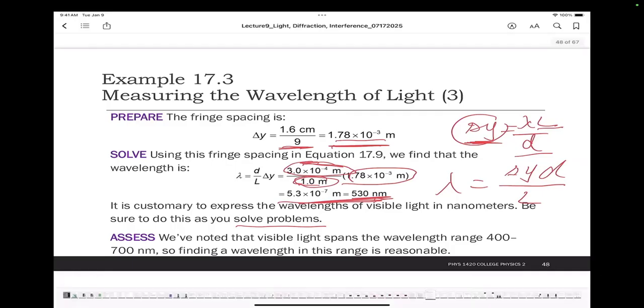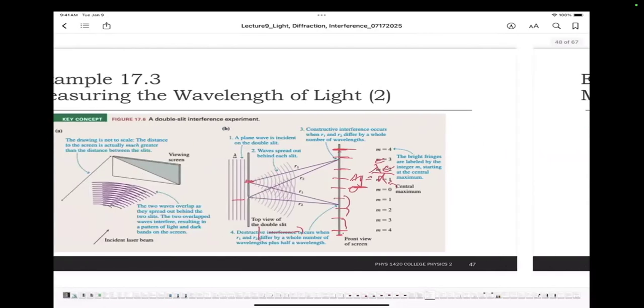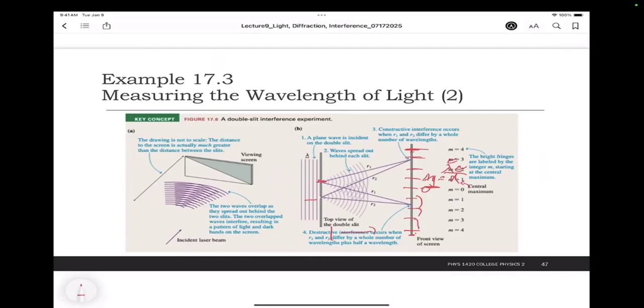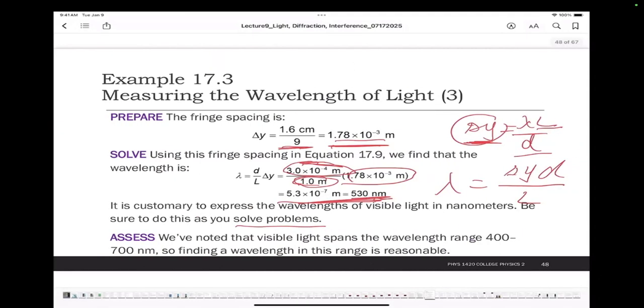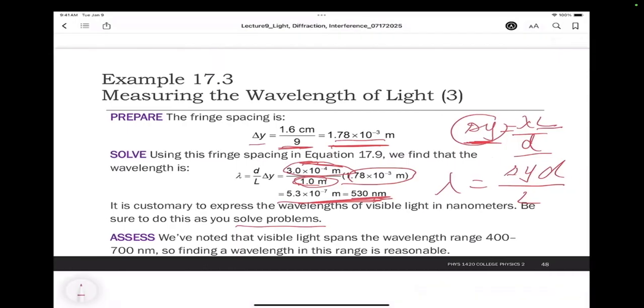So for these questions, firstly you use the fact that the spacing is the same thing. From 0 to 9 it is 1.6, so for 1 it's just 1.6 divided by 9. And then you just get the delta y. And from this equation, you can get the lambda. Yeah, does it make sense to you?